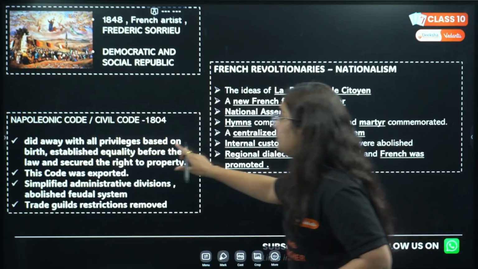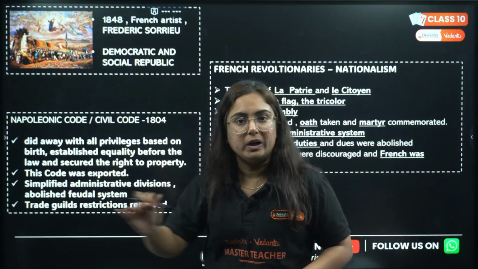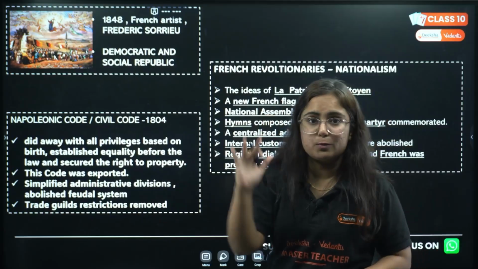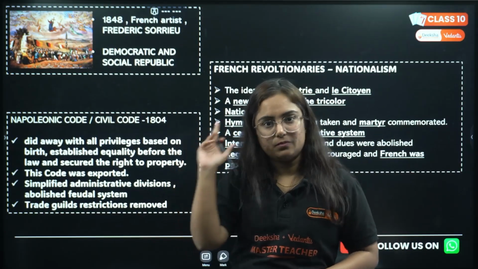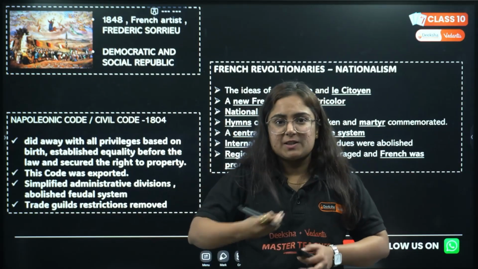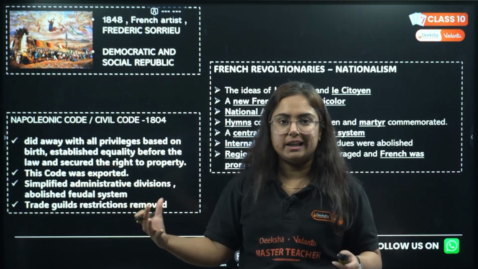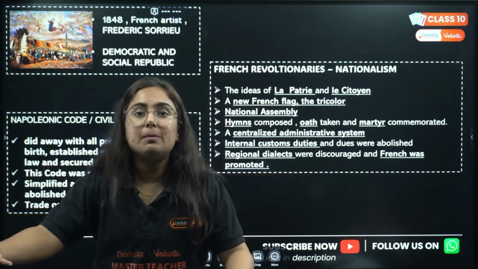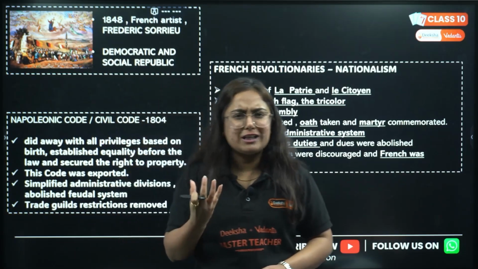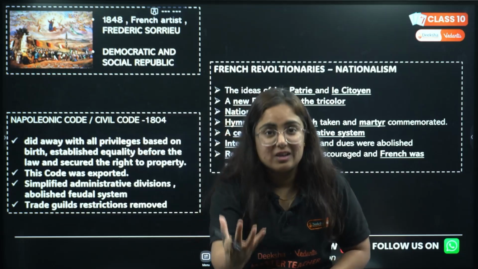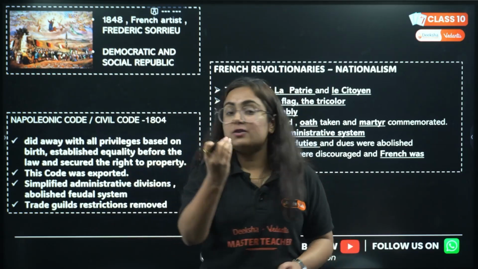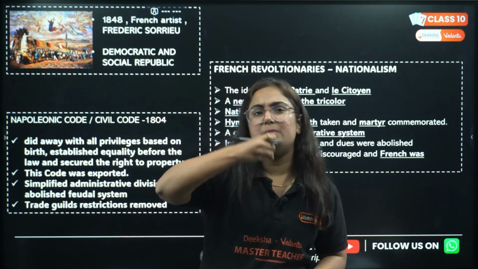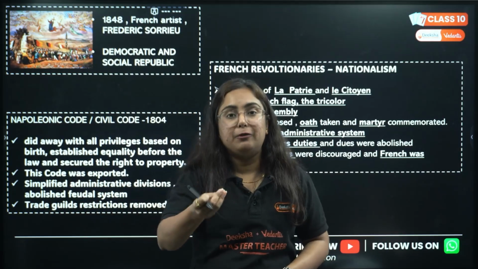But he did away with all the privileges on the basis of birth. No one will be high or low. There will be equality before the law, and the right to property will be provided to all of them. Get my point? This code was exported to the regions where Napoleon was granting autonomy. And now a big empire is being ruled by Napoleon. He needed a good administrative system. He made a centralized administrative system focused on abolishing the feudal system, serfdom, freeing the peasants, making trade possible for everyone out there.